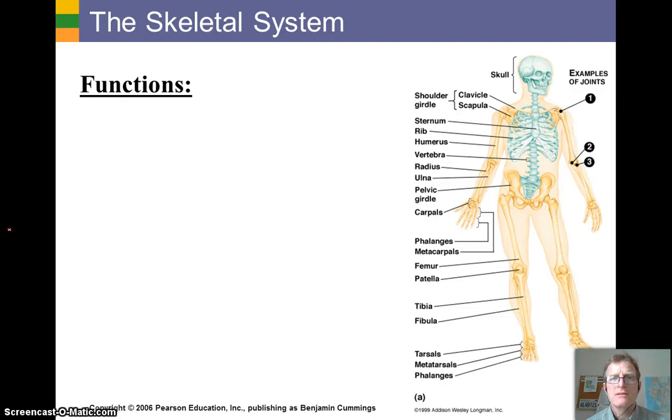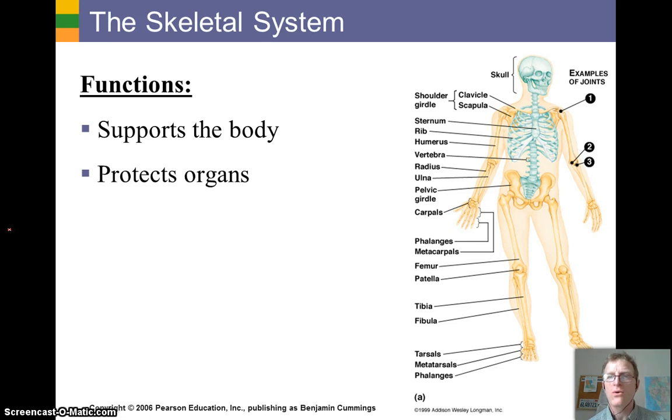Okay, today we're going to talk about the skeletal system. So we've talked about a little bit of this in class, so some of this will be review of what we've already discussed. But let's go ahead and do it. The functions of the skeletal system are, number one, support the body. Yes, you stand up because your bones hold you up. So being able to stand upright is due to your skeletal system and your bones.